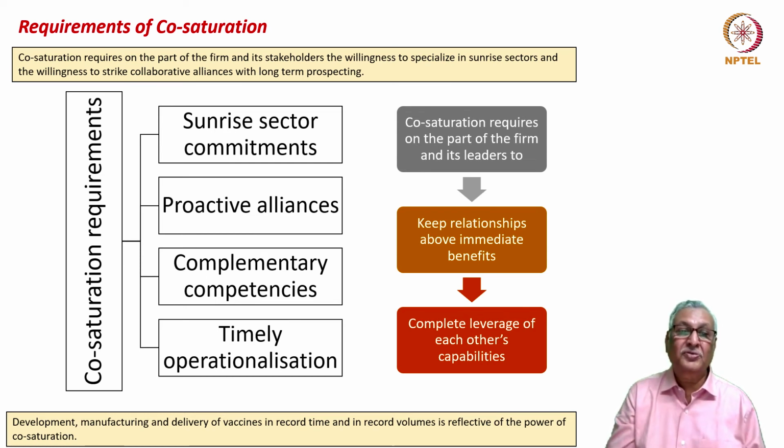Four requirements of co-saturation are presented here. 1. Commitment to the sunrise sector. 2. Proactive alliance-making intent and capability. 3. Complementary competencies. The established company has several strengths to its credit. Those strengths must be used along with the technological creativity which the newer divisions or newer ideas bring.